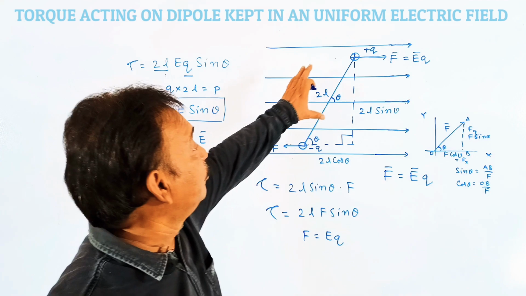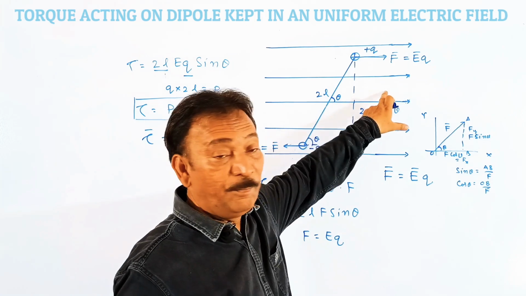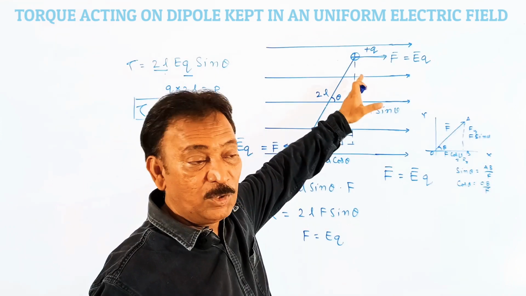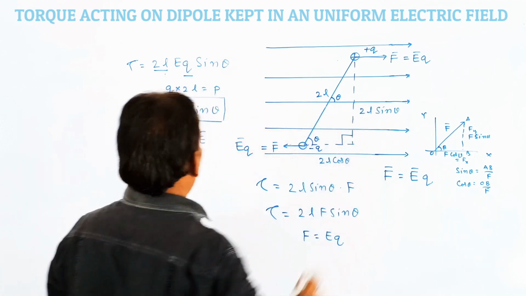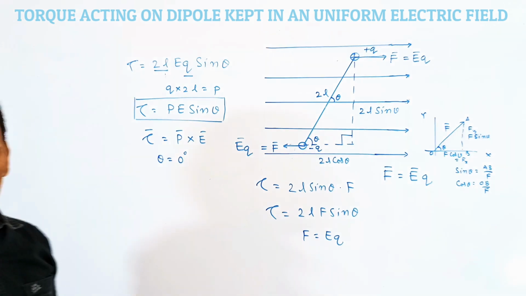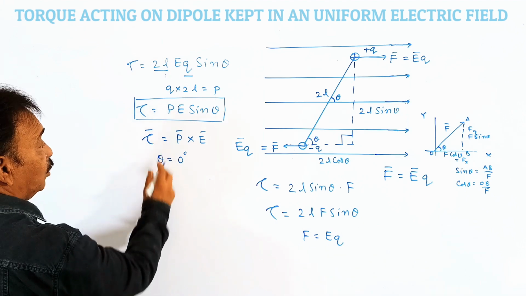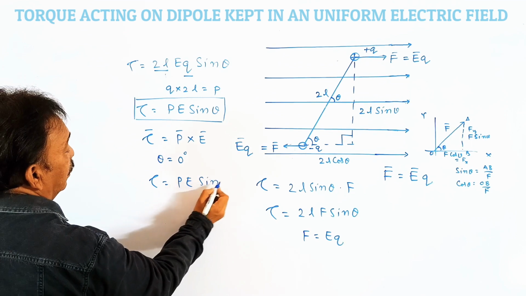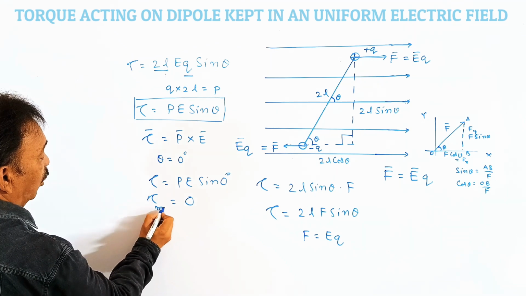Just imagine that the turning effect has happened and this dipole is arranged parallel to the electric field. That means it came into equilibrium along the direction of the electric field. Then we can say theta is equal to 0. And when theta is equal to 0, what is the torque? See this. Torque is equal to PE into sine 0, which is 0. And we call it the minimum torque.